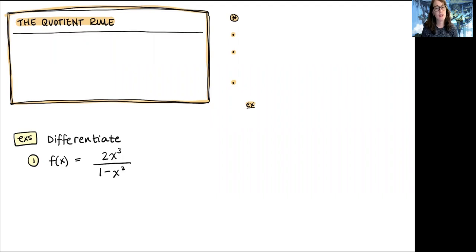In this video, we will learn about the quotient rule. So in section 2.4, we have two rules. We have the product rule and we have the quotient rule. The product rule tells us how to differentiate a product of two things that both involve variable quantities. The quotient rule tells us how to differentiate a quotient of two things that both involve variable quantities.